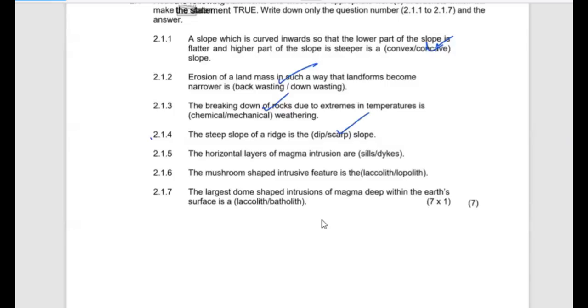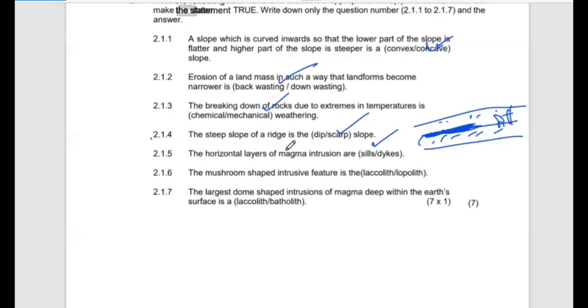Then horizontal layers of magma intrusions, a horizontal layer is a sill. The sills are formed as a result of horizontal intrusion between rock layers. Like if we are having a rock layer and we are having another rock layer, then there is a gap between these two layers here. Then the hot liquid magma will find its way filling in the gap between the two. And this is a sill.